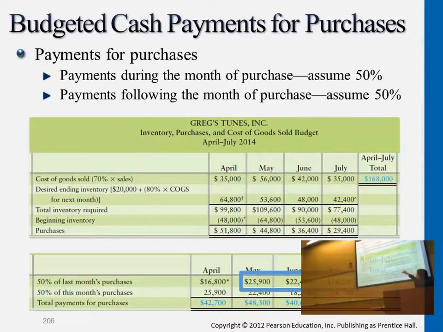Okay, so you'll be using the purchases amount that you got from the second table, slice it into half. Half of it you're paying out this month, the other half you're paying out next month. So who can tell me what is this?